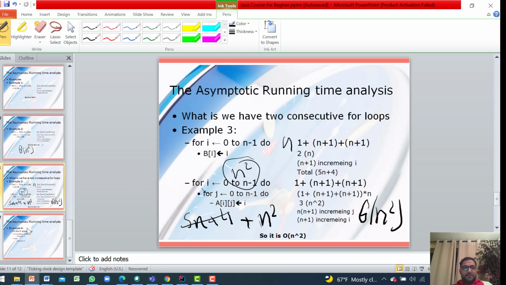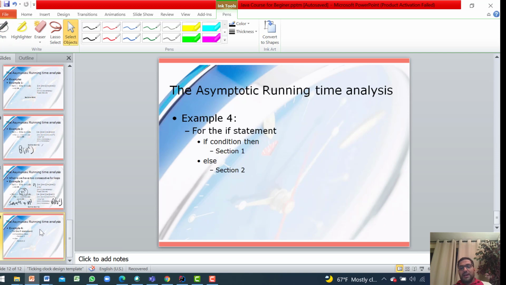And the last part we are going to talk about is the if statement. If I have a for loop, and inside this for loop I have an if condition, I'm not going to add the if and else. I'm going to do either the if or the else. I assume the worst scenario. If, for example, this takes 5 operations, and the else is taking 20 operations.